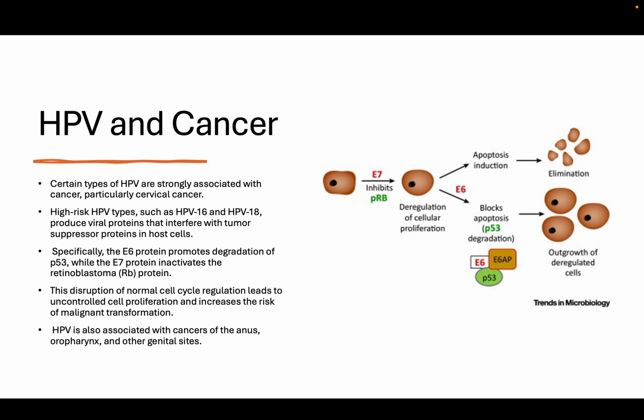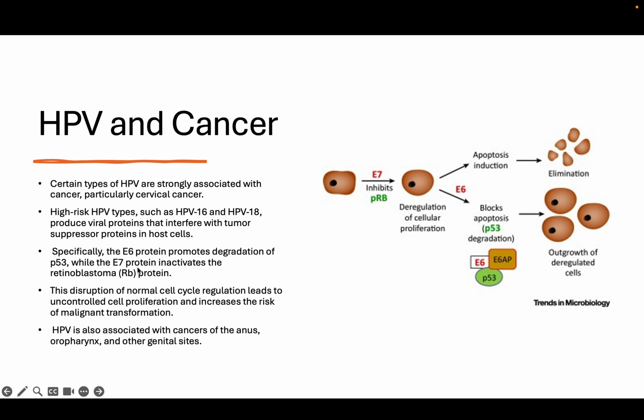The issue with HPV is that it causes cancer. Usually the types of HPV that can cause cancer are HPV 16 and 18. These have certain proteins, specifically E6 and E7. What E6 and E7 do is inactivate retinoblastoma, that's what E7 does, and E6 promotes the degradation of P53.